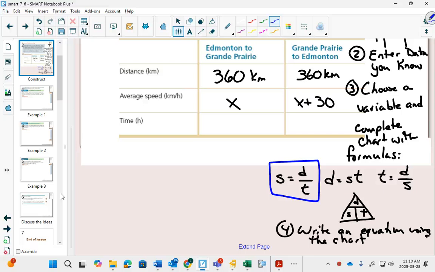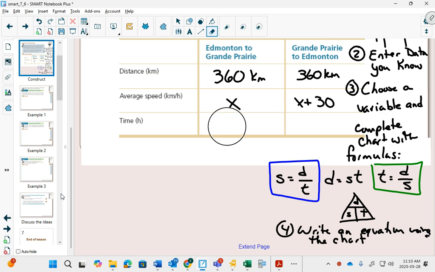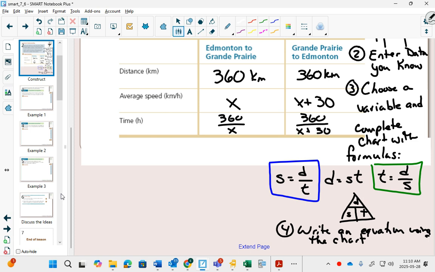In this one, we're going to need to use the time rearrangement, because we don't know the times, but we know that time is distance over speed. So I can write in here, I'll go back to black, 360 over x, and this time would be 360 over x plus 30. Next, step 4. There's going to be something in the original question that allows you to write an equation.